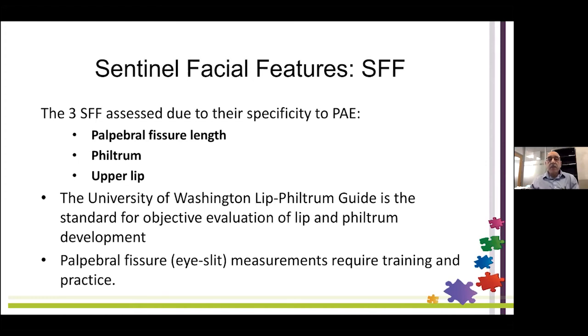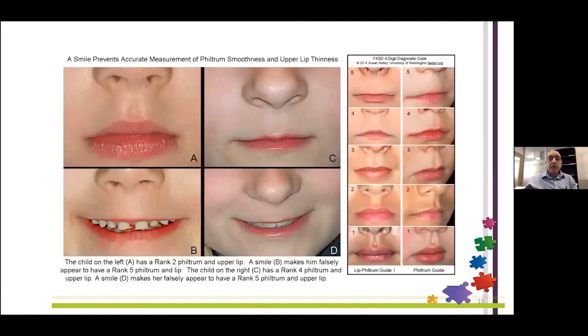Certainly looking at the philtrum and the upper lip, it can be quite subjective, so individuals may not agree. So that's why the University of Washington developed a lip philtrum guide, which I'll show you in the next slide, to look at how to objectively evaluate that lip and philtrum. The measurement of the palpebral fissures takes a little bit of practice and really requires training to do those measurements.